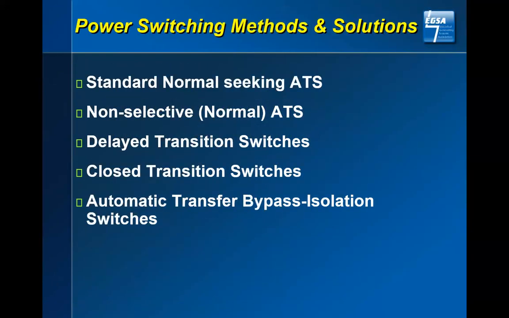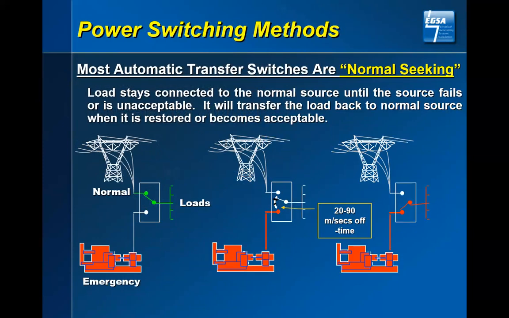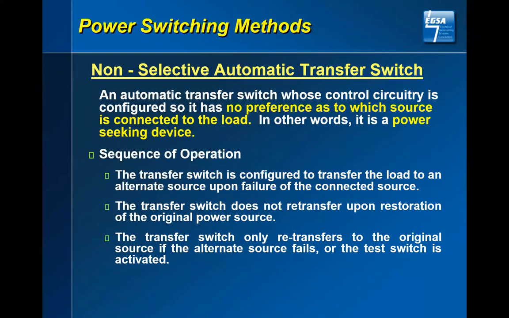Standard normal seeking, we've beat to death. That's the one that will go back to the ones, typically utility. In that case, normal seeking is, as we say, it's on normal. We lose it, it transfers and goes to emergency, and then it will return to normal because that is its preferred source. A non-selective, you can choose which one. No preference as to which source is connected to.